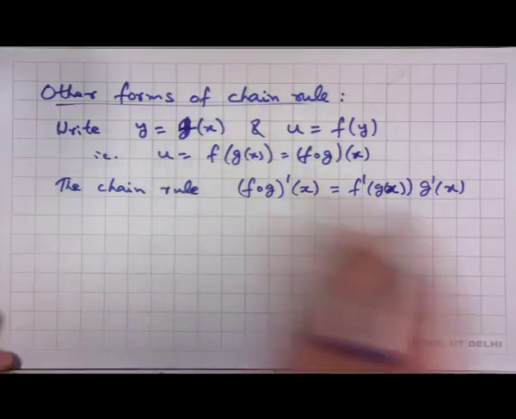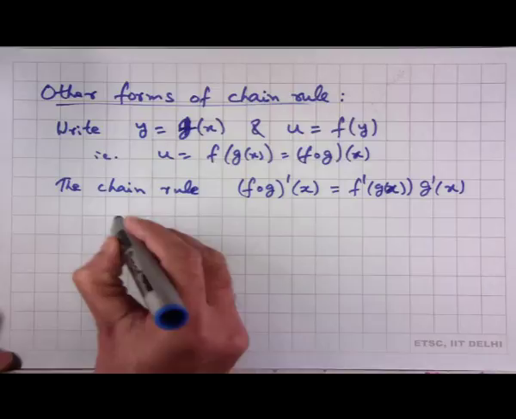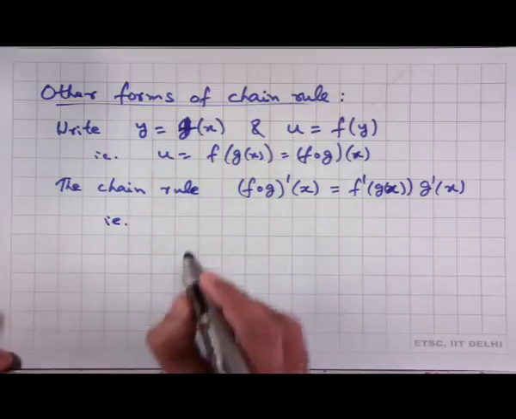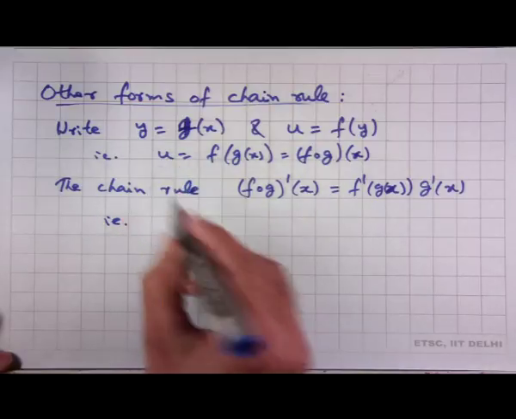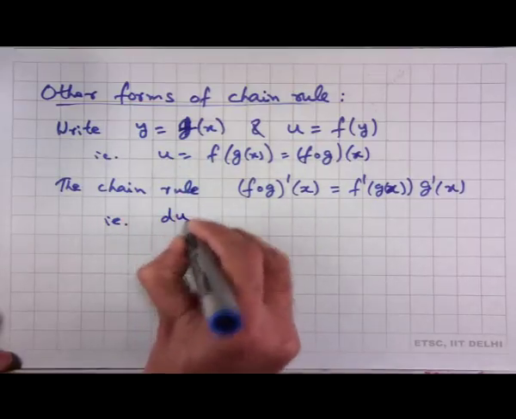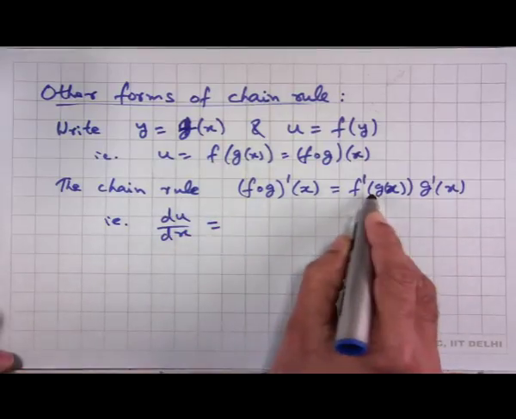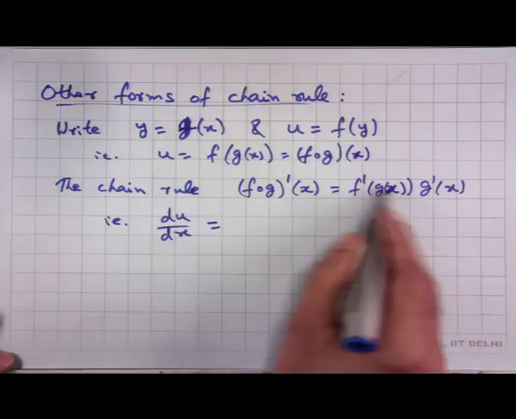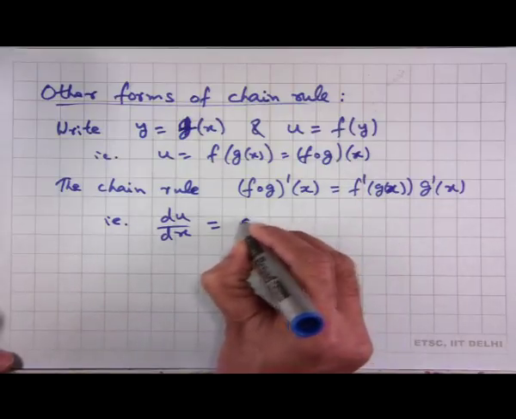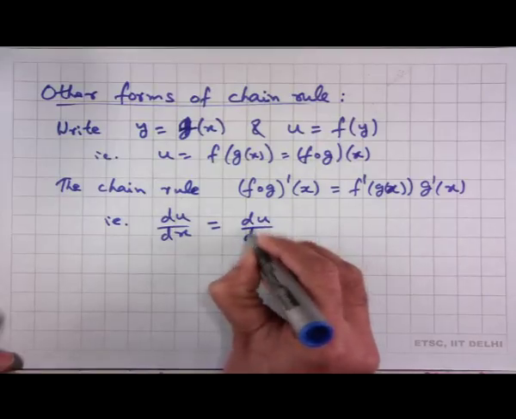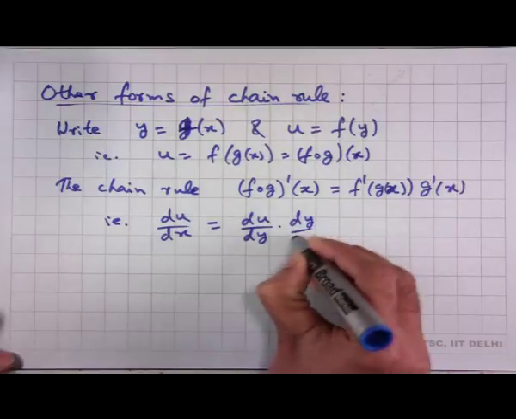So, what is g prime of x? We can write f compose g as the function u. So this is the same thing as du by dx is equal to f of g of x, where g of x is y. So this is f prime of y, which is du by dy times dy by dx.